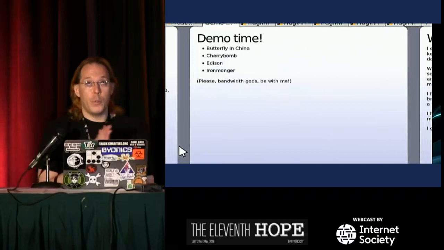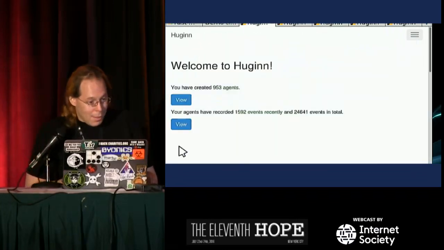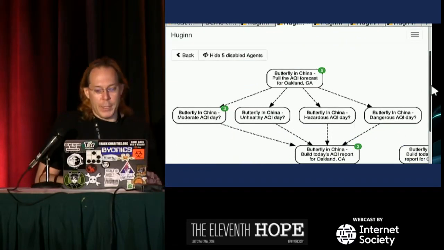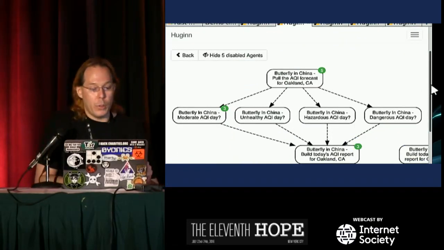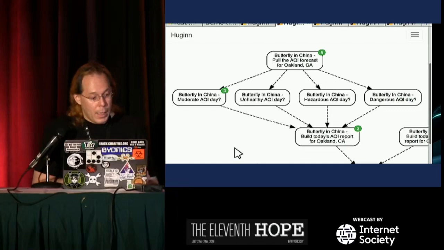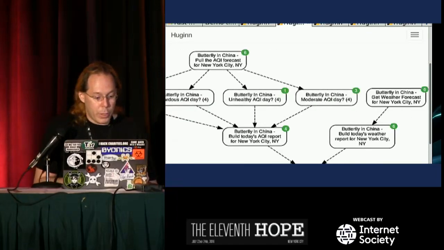Demo time. Please, bandwidth gods, be with me. Okay, so this is Butterfly in China. I'm using Huginn's graphical flow charting application to show how the agents relate. In a nutshell, I'm going to show the agent network for New York City.